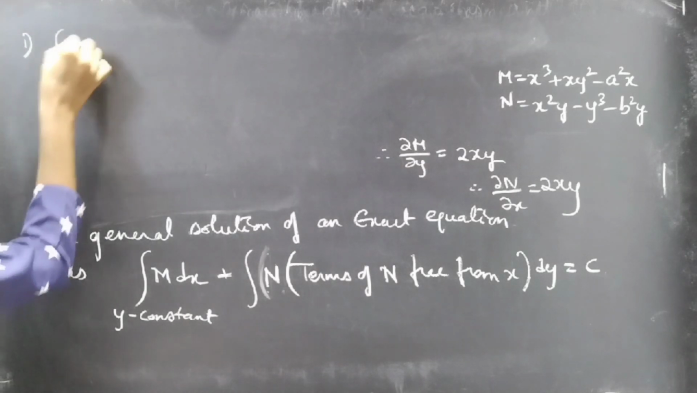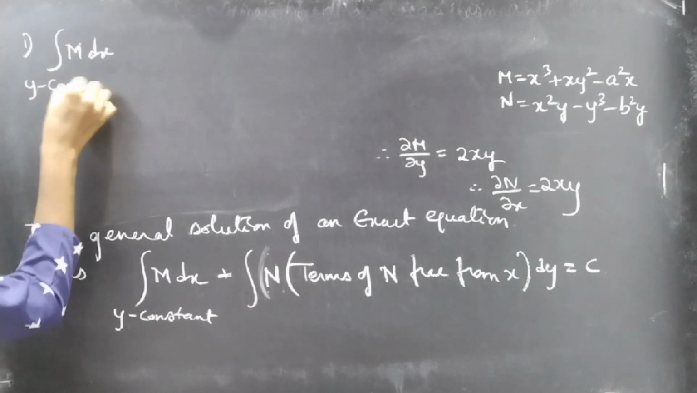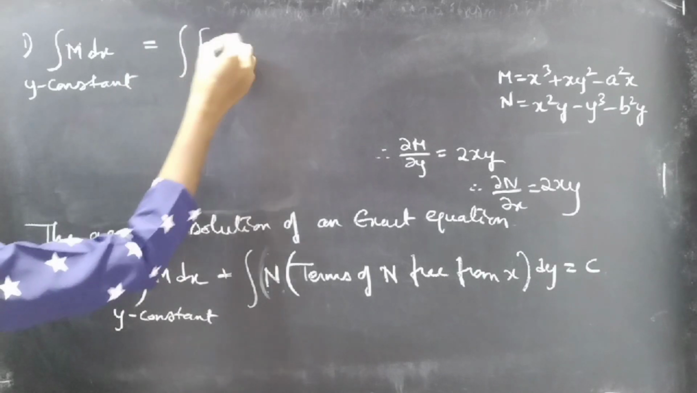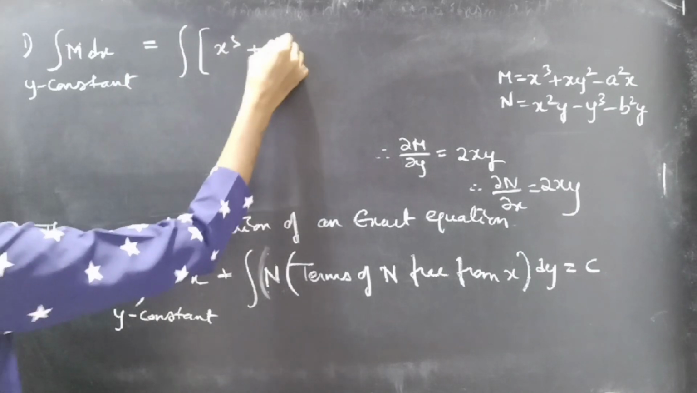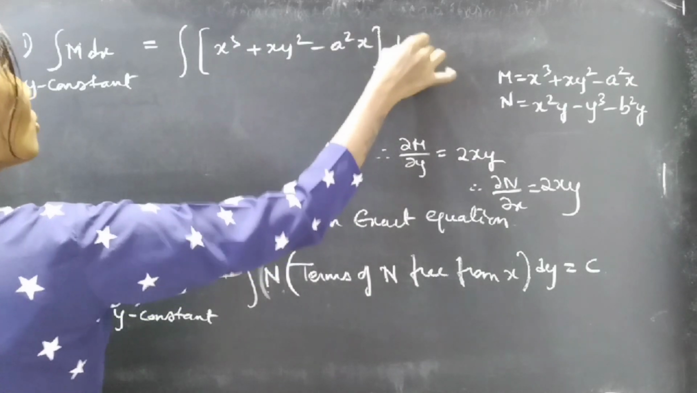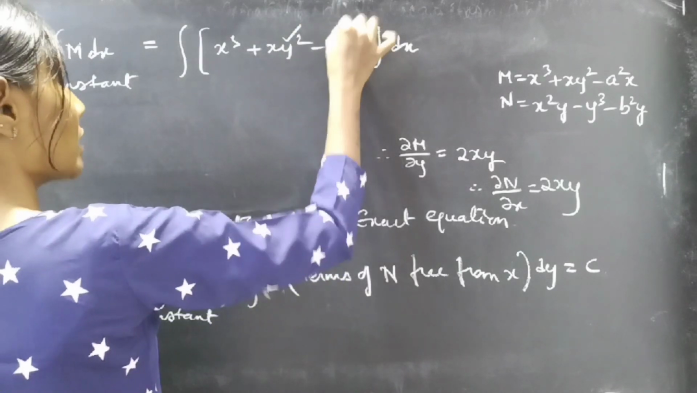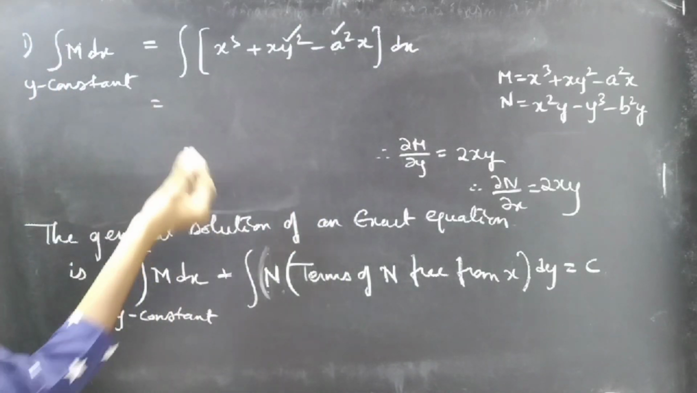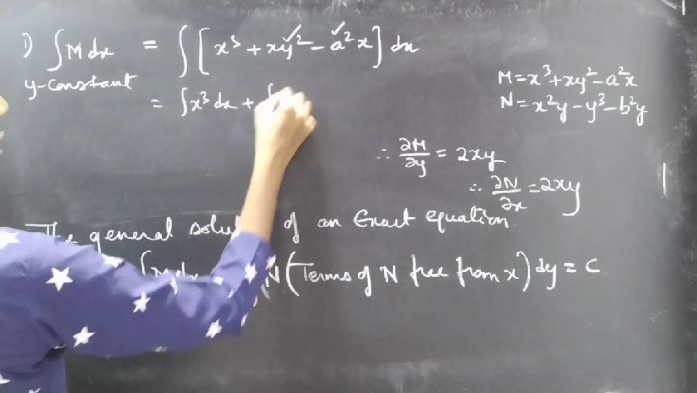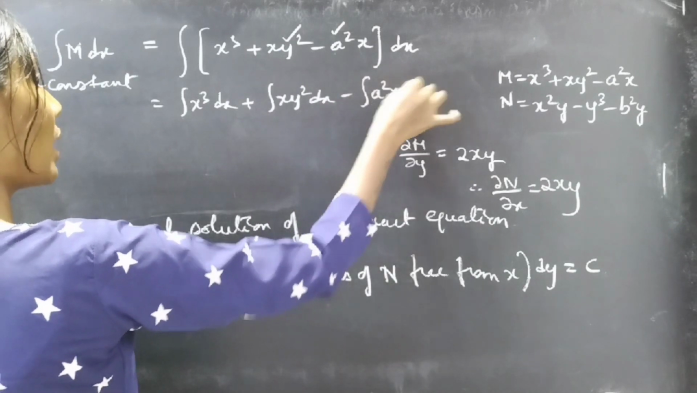First thing we need to find is the integral of M dx, where y is constant. This is equal to the integral of M, that is x cube plus xy square minus a square x, into dx. As we said earlier, y is constant, right? Here y square and a square are constants, and we can write the integral as the integral of x cube dx plus the integral of xy square dx minus the integral of a square x dx.